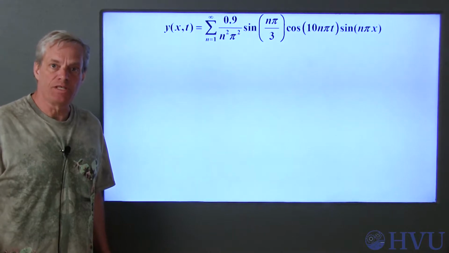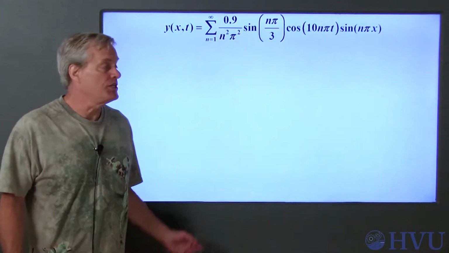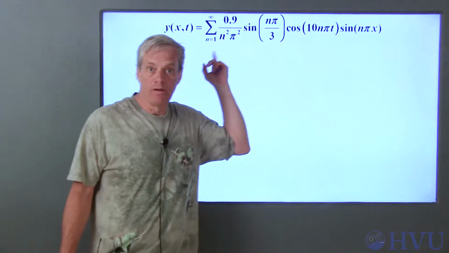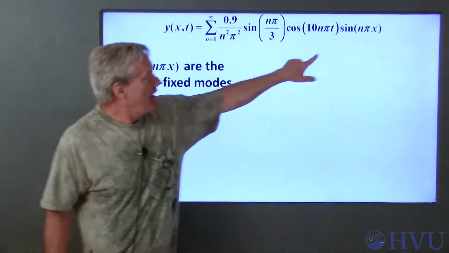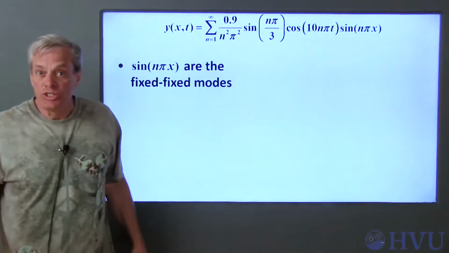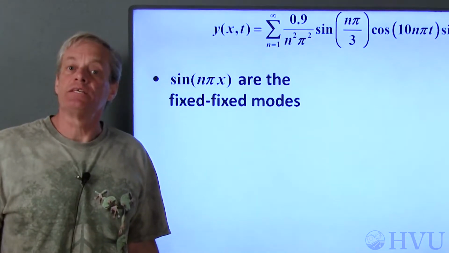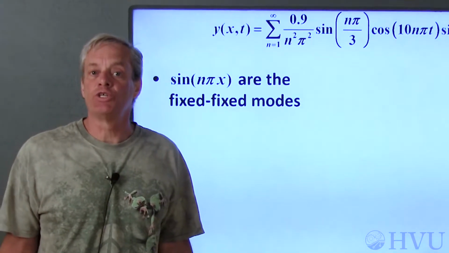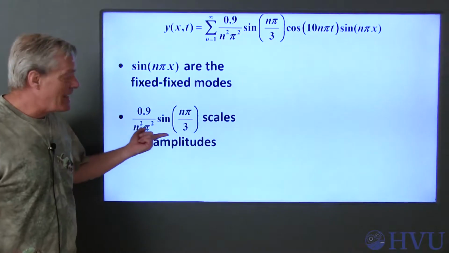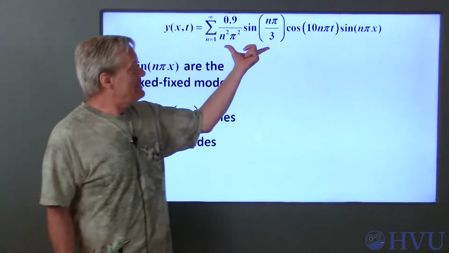Mathematically, the string's displacement as a function of time and position is this nasty equation. The sine n pi x term here is just our mode shapes. The natural response is always a sum of scaled versions of the mode shapes. The scaling of the individual modes is this term.